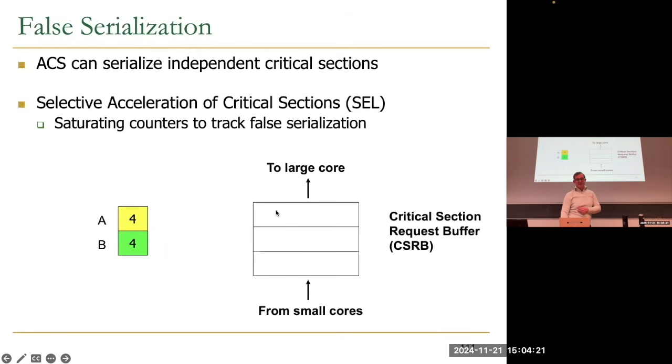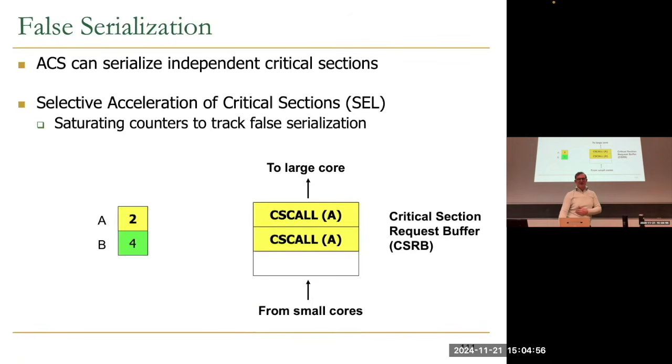So this is the critical section request buffer. It gets input from small cores. It executes the critical section on the large core. And we have some saturating counters to keep track of how many times a particular critical section was falsely serialized, meaning it had to wait for the large core because some other critical section was executing on the large core. So you get a critical section call A, something happens. You basically decrement the counter because this can be executed. You get a critical section call A. Serializing these is fine. In fact, that's exactly what you want.